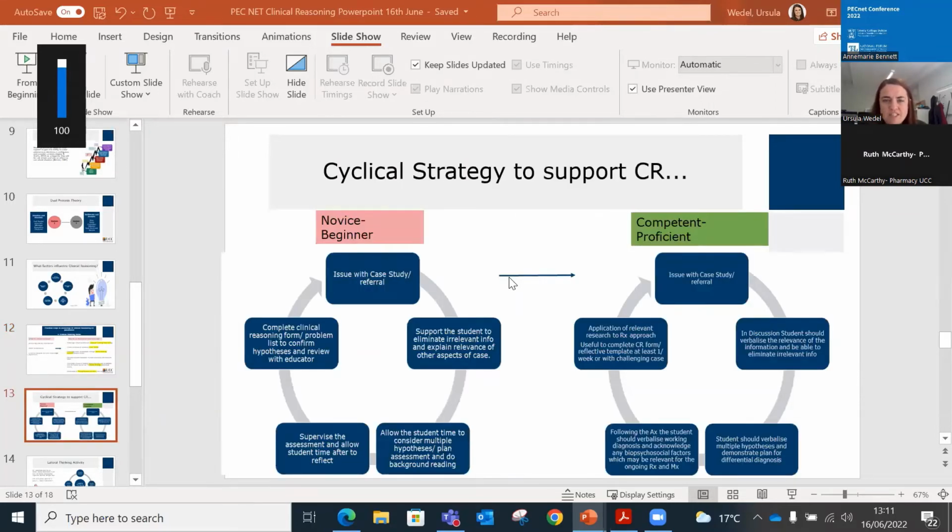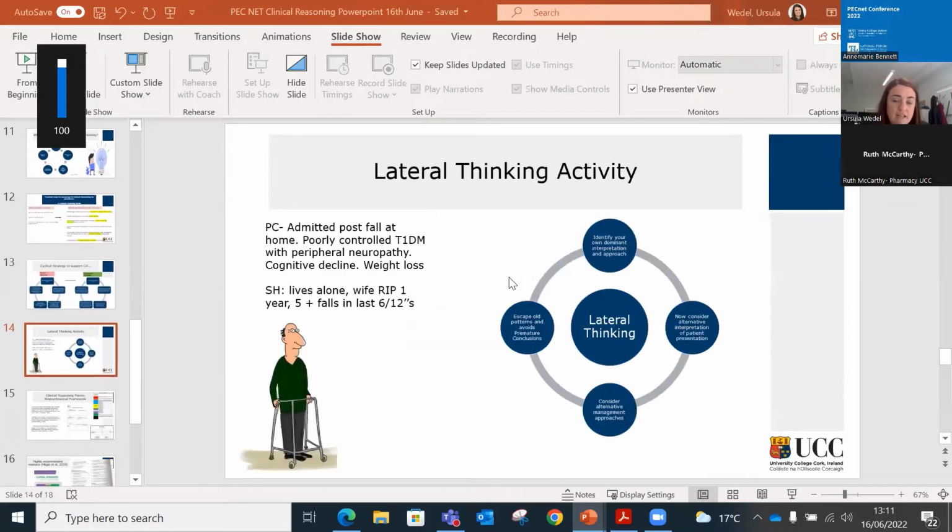Not going to go into too much detail on this, but this is just another resource we've developed here to guide educators on how to manage a novice or a beginner student or a more competent student in clinical reasoning. This strategy has been really useful in grading, so we've been able to refer back to it and think actually what level are they at, and that in some way ties into the CAF form that we use as a grading tool.